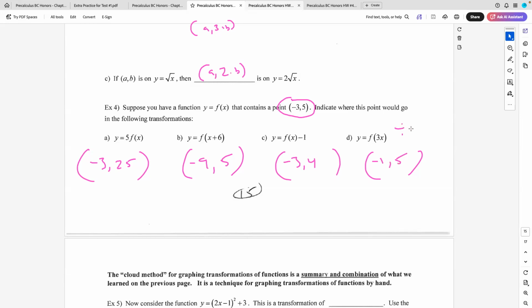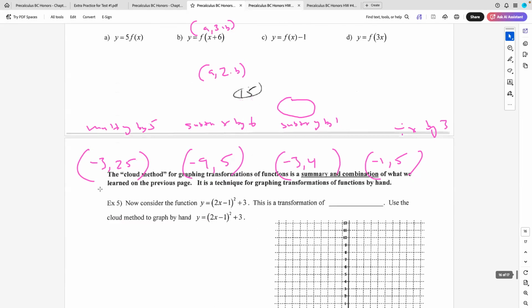So here you're dividing x by 3. Here you subtract y by 1. Here you subtract x by 6. Here you multiply y by 5. Okay? Cool? All right. You're still doing great on time.